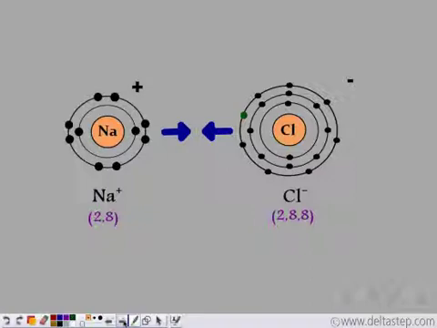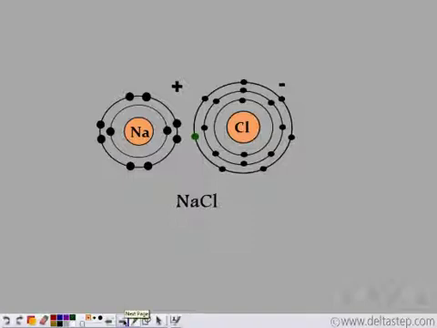In physics, you have studied that unlike charges attract. So, the positive ion is attracted towards the negative ion. They start attracting each other and hence come closer to each other, forming a compound NaCl. Sodium loses one electron to have the most stable electronic configuration. Chlorine gains one electron to have the most stable electronic configuration, and they form a compound NaCl.